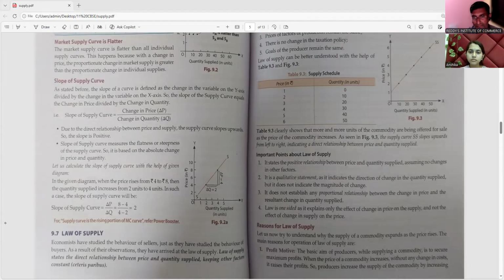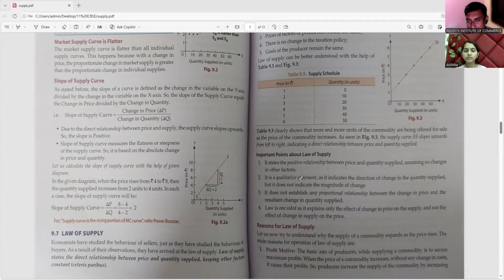Now, second thing, a few important points are given about the law of supply. It states a positive relationship between the price and quantity. In this case, there is a positive relationship because when your price is increasing, supply also increases. It does not happen that when price is increasing, quantity is decreasing. Why is it called positive? When your price increases, quantity supplied also increases. That is why it is called positive, right?